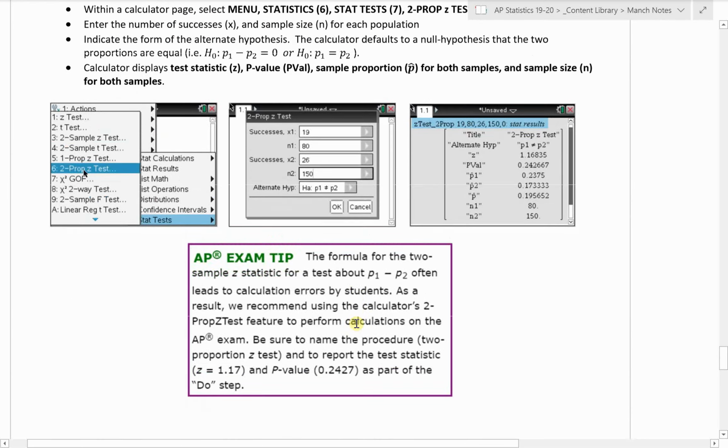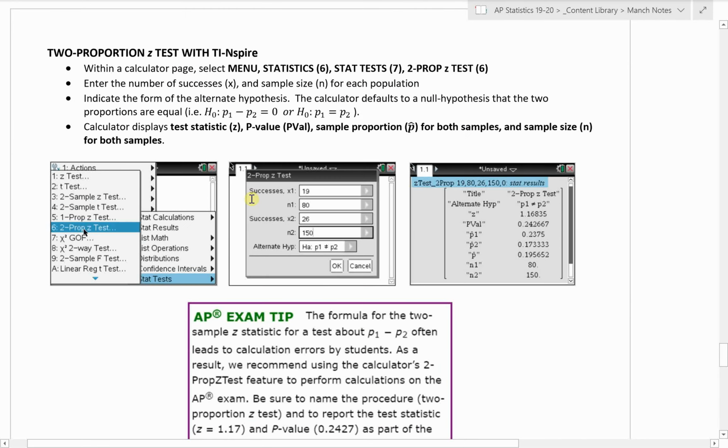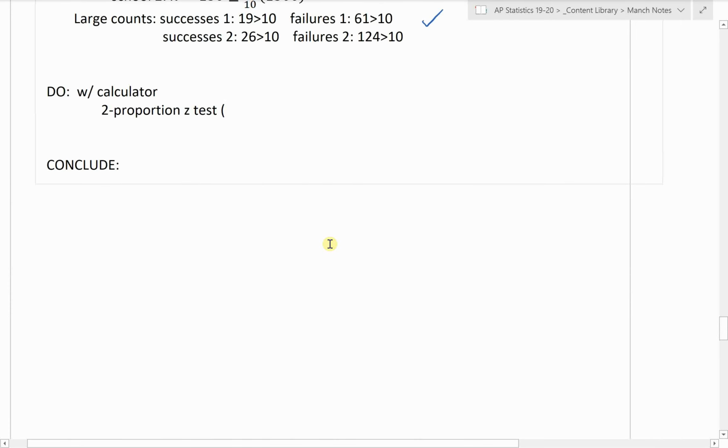If we skip forward in our notes here, here are the things that we're going to need to enter into the calculator. Our successes and sample size from both populations, and then our alternative hypothesis. That's all we need: the successes and sample size for each population, and then the desired alternative hypothesis. So we can say successes 1, which would equal, again, the number of students in the first school who arrived without lunch. And then the sample size from the first population was 80 students.